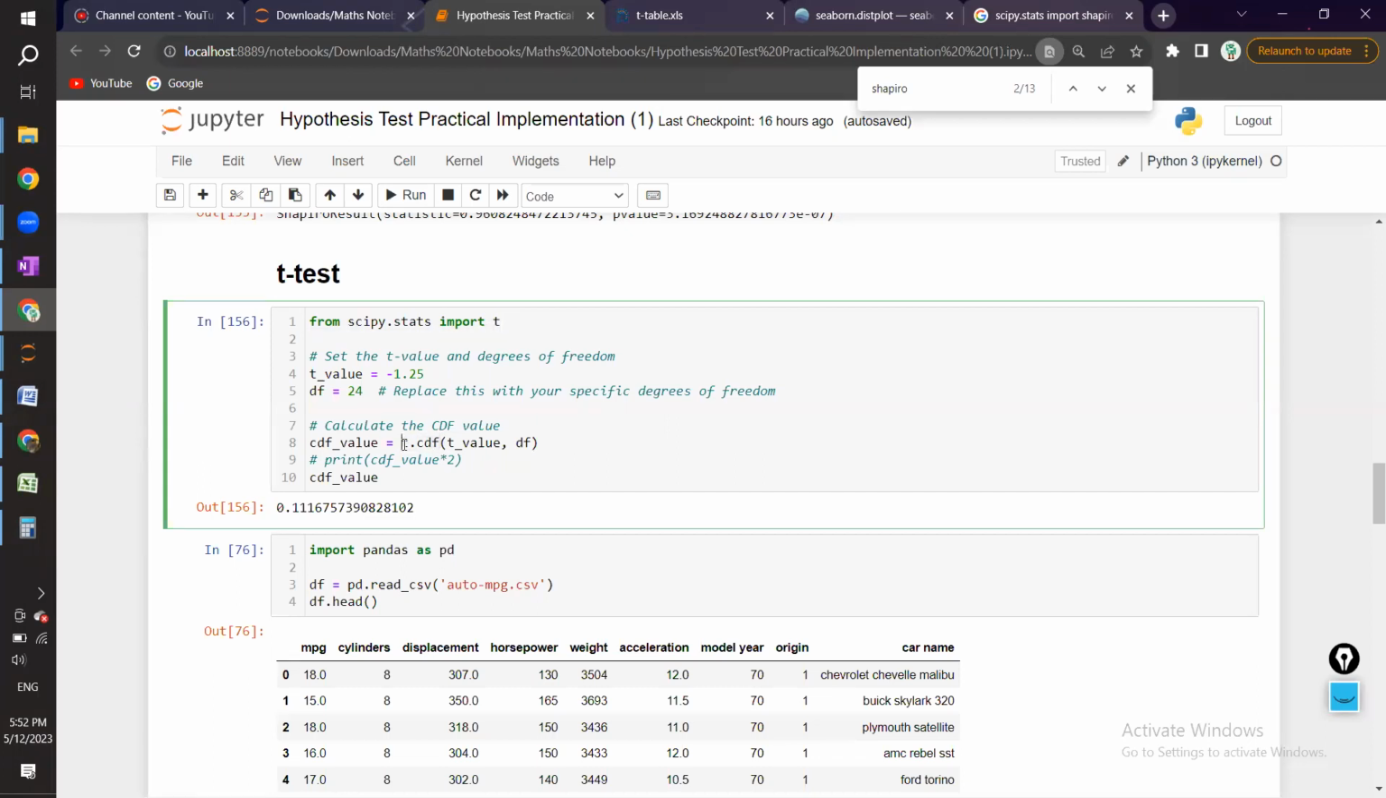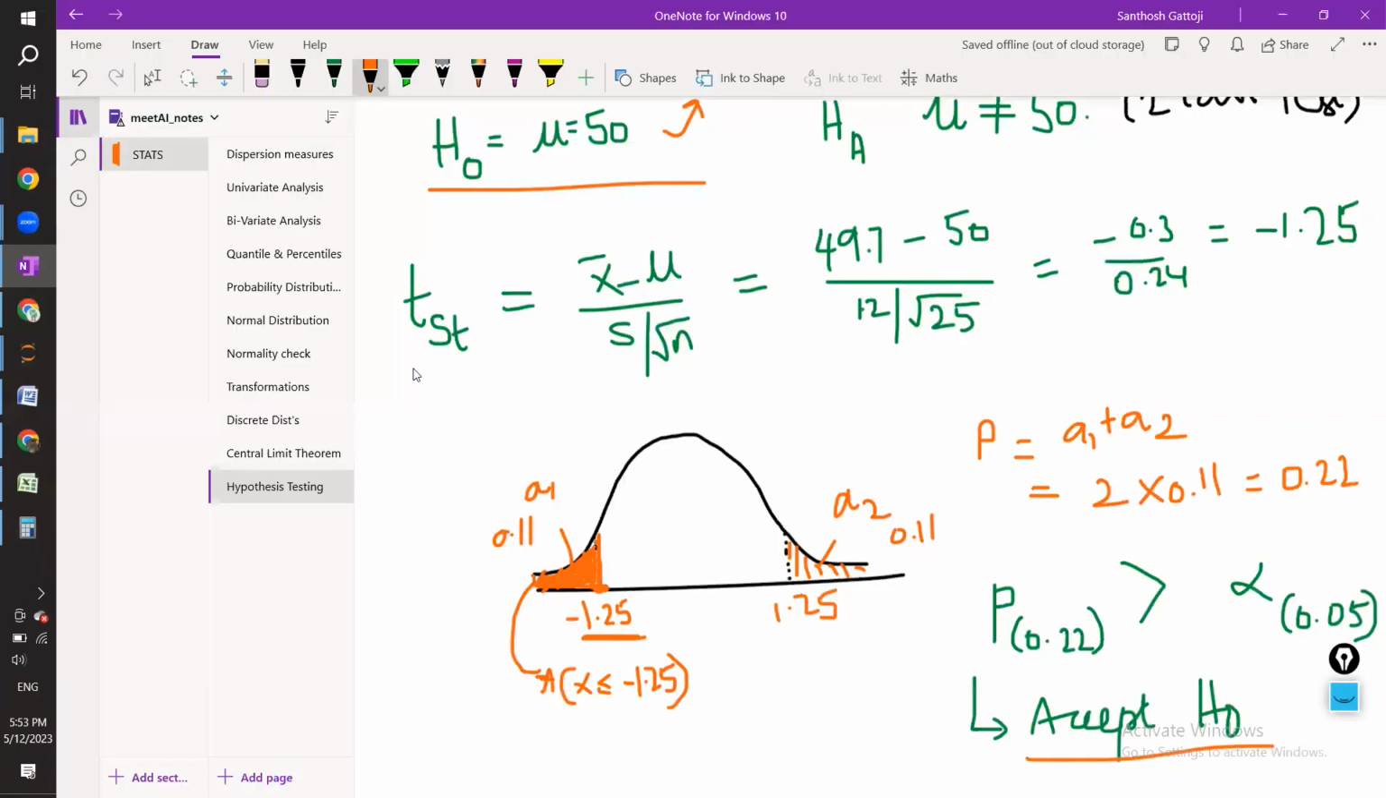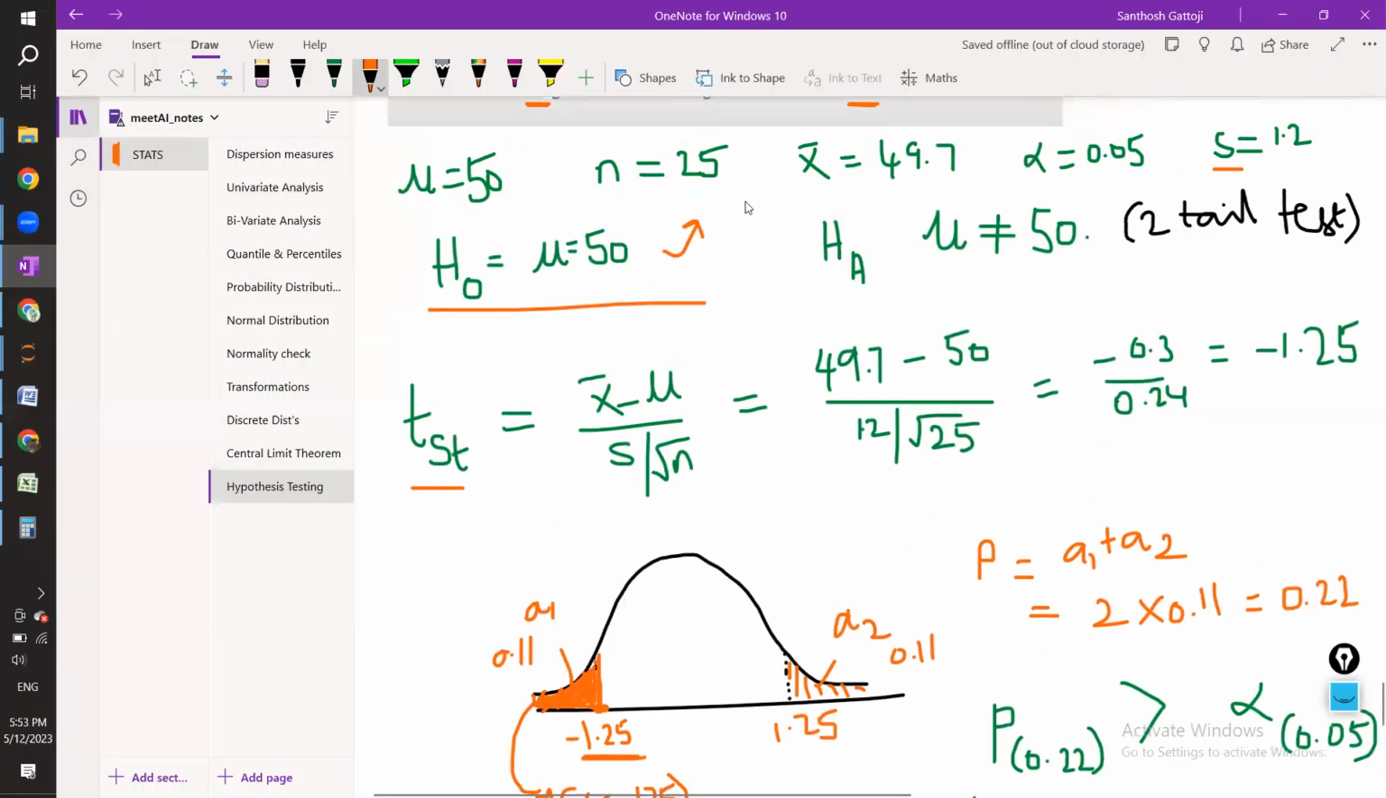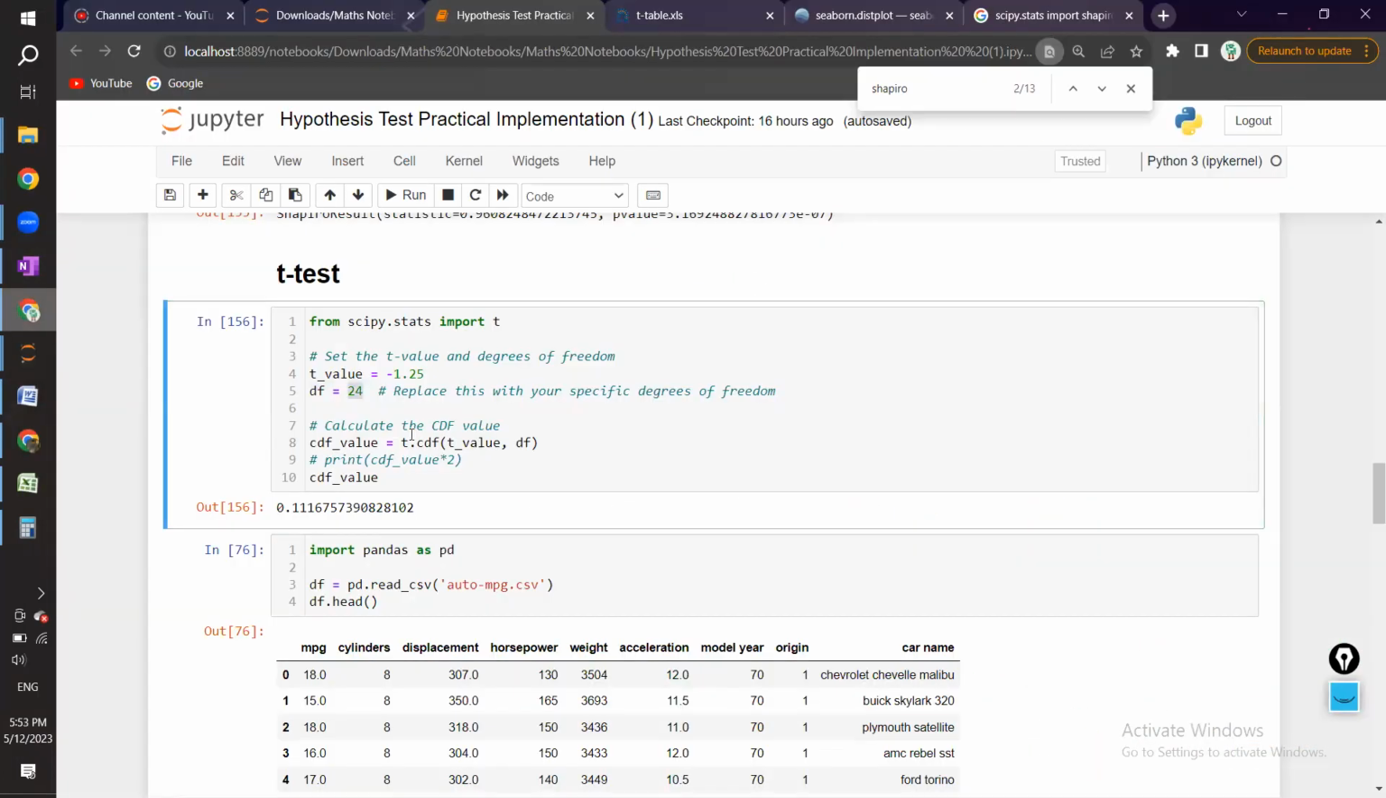Okay, so for this t.cdf module, you need to pass two values. What are they? One is the t statistic and the other is degrees of freedom. You calculated the t statistic with this formula and got minus 1.25. Give that value, minus 1.25, and degrees of freedom is the number of samples minus 1. Our number of samples is 25, minus 1 is 24.